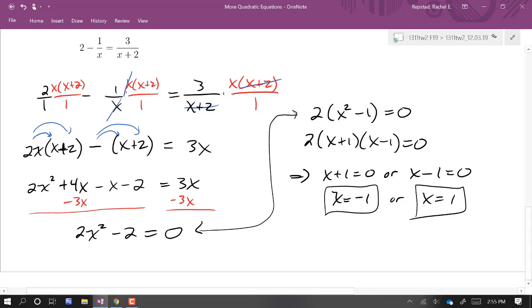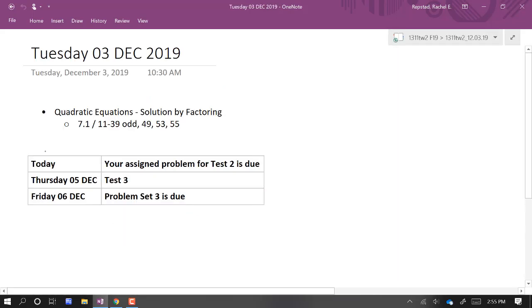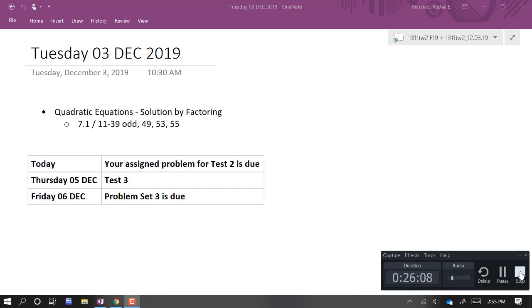If you haven't already turned in your assigned problem to get points back on test number 2 and you want to do that, now is a good time to work on it, or you could work on the problem set, and I'll be around to answer questions.